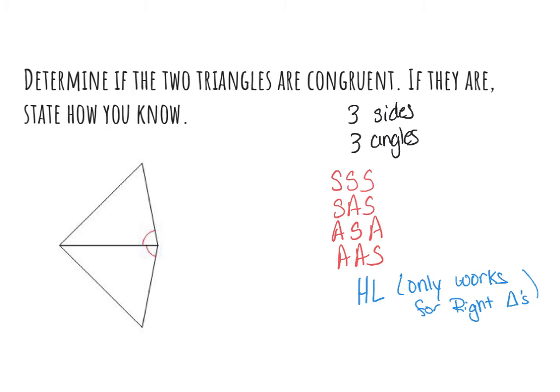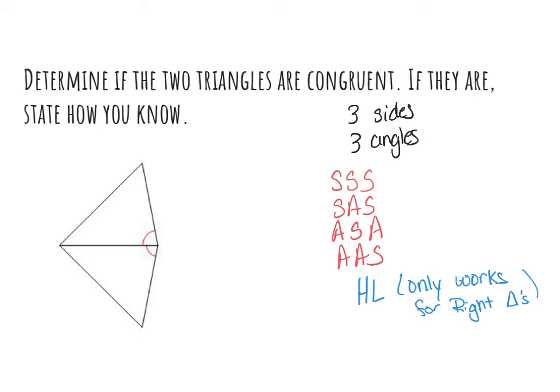So those theorems were the side theorem, meaning all 3 sides were congruent to all 3 sides. The side angle theorem, meaning that the angle had to be included in between the 2 sides. The angle side angle theorem, where the side was included in between the 2 angles. And the angle side theorem, where the side was not included in between the 2 angles. Then we had the special HL one, which only works for right triangles.